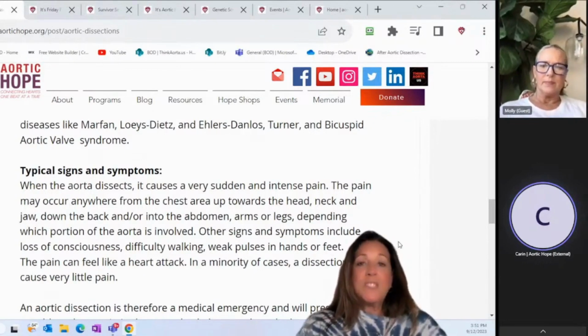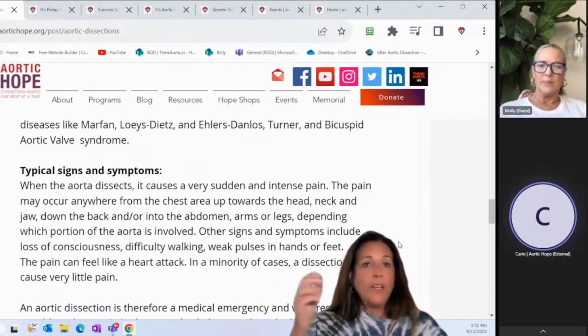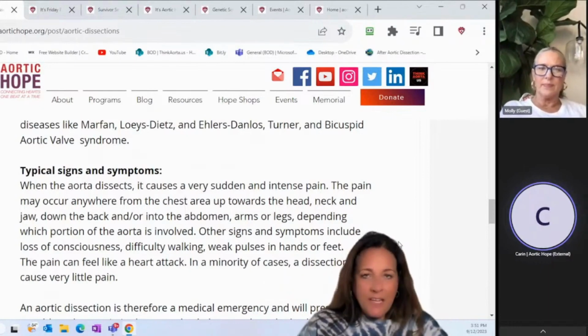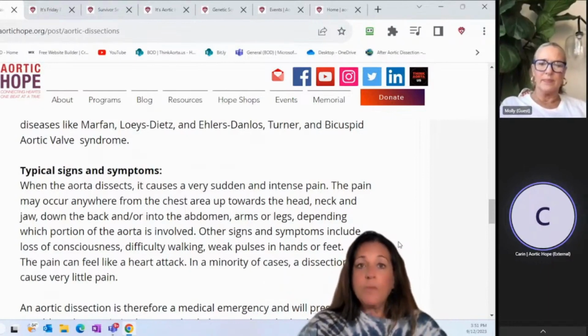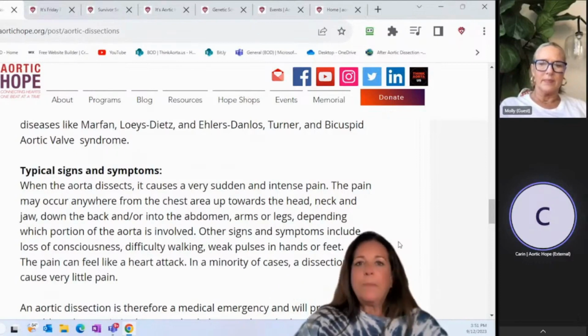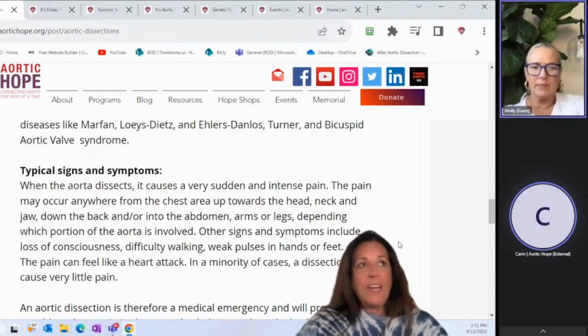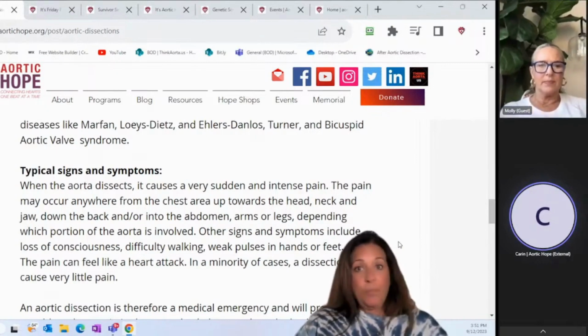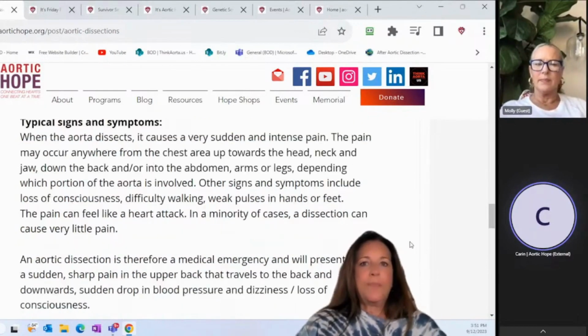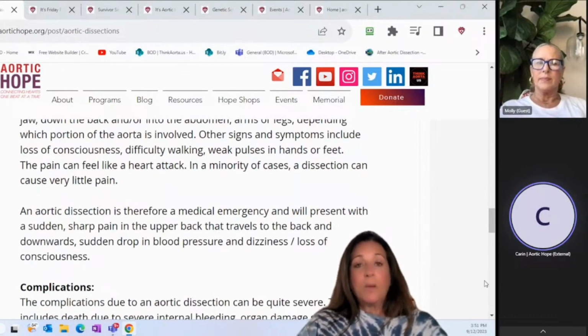Other signs and symptoms definitely could be if you lost consciousness, if you were finding difficulty walking, if you had weak pulses in your hands or feet. Also, if you had a significant difference in blood pressure between your arms or if you had to take it around your ankles. That's a pretty telltale sign that there's been a dissection. Or if you, for a brief period of time, feel nothing, no sensation at all, like you are completely numb. And I don't mean pins and needles, I mean nerve block numb. If you just can't feel a limb, that's a pretty clear sign as well that you need to get it checked out. So it's a medical emergency.